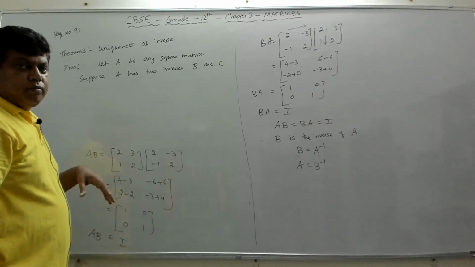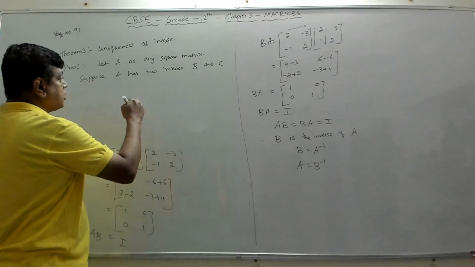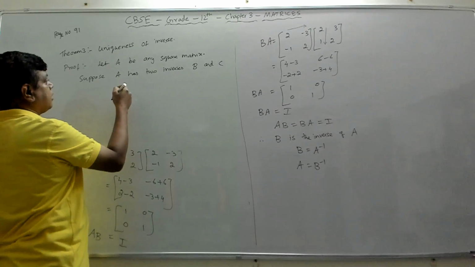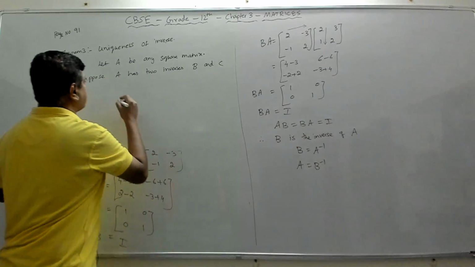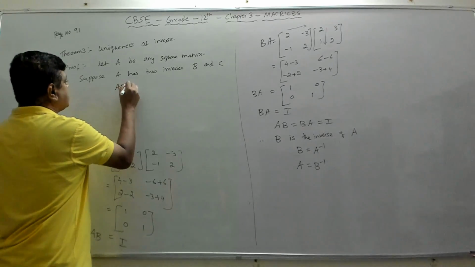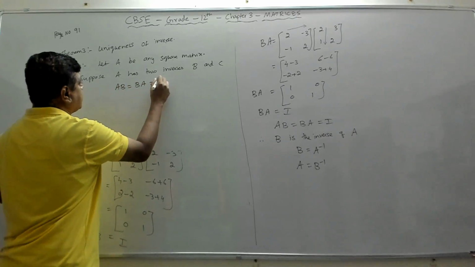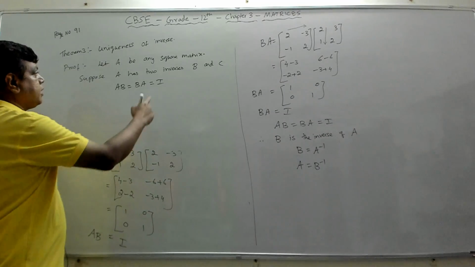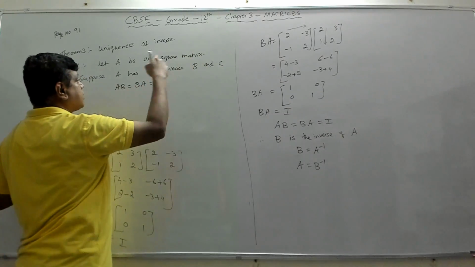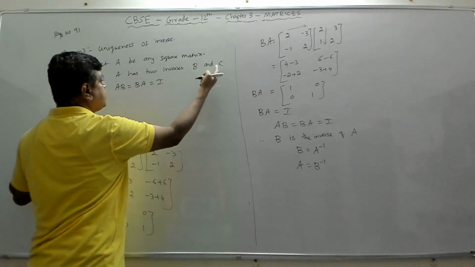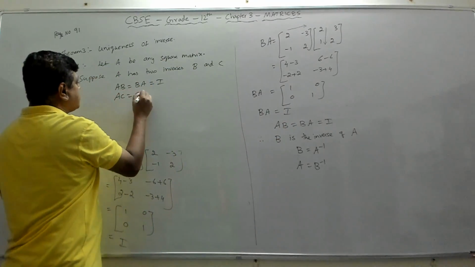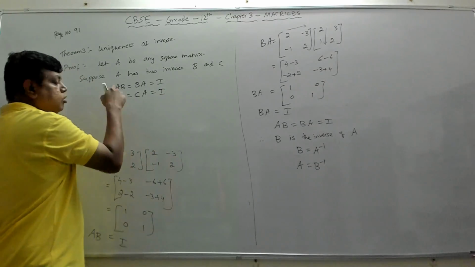Then what happens? Suppose A has two inverses B and C, then since B is the inverse of A, I can write AB is equal to BA is equal to I, because B is the inverse of A. Again C is the inverse of A, so I can say the same line: A into C equal to C into A equal to I, because C is also the inverse of A.